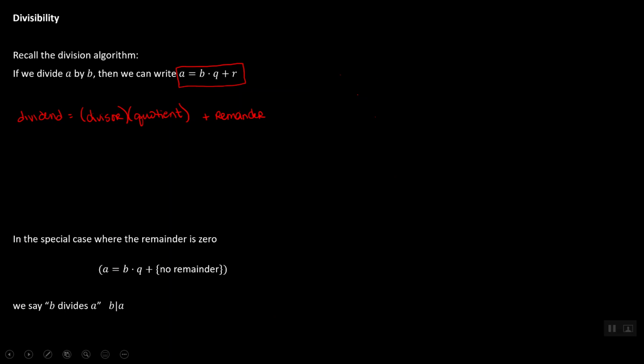In the special case when we do division and the remainder is 0, we say that B divides A. In other words, our divisor divides the dividend, and we use this shorthand notation B vertical bar A. So B vertical bar A is read as B divides A.